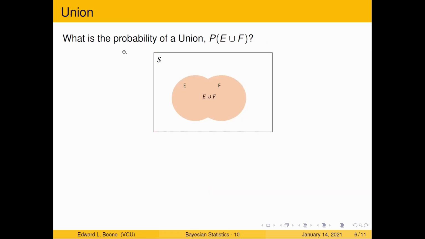What about the probability of a union? We have E and F, and we've just dumped all their outcomes into one big set called E union F. So what's the probability of this? Well, we have to pay attention. It's going to be the probability of E plus the probability of F, but the problem is that they overlap. And that's where that rule about events not overlapping comes into play. Here they overlap, so what do I do?